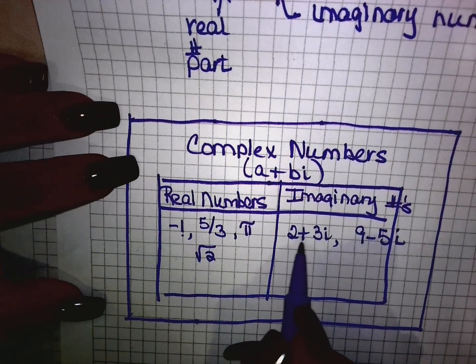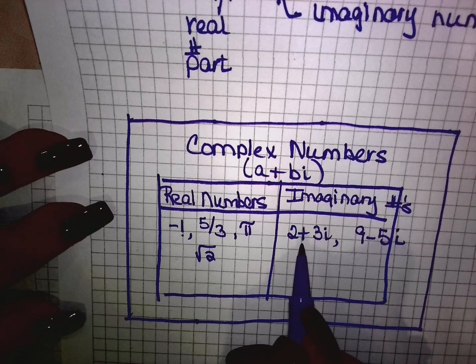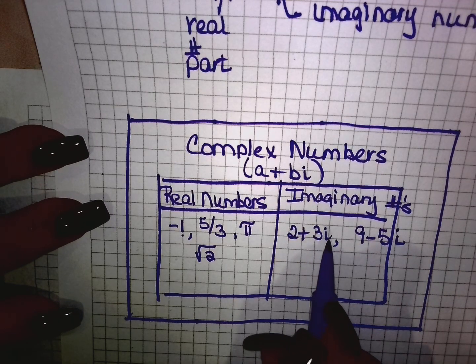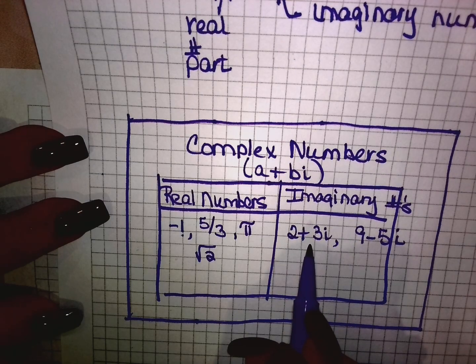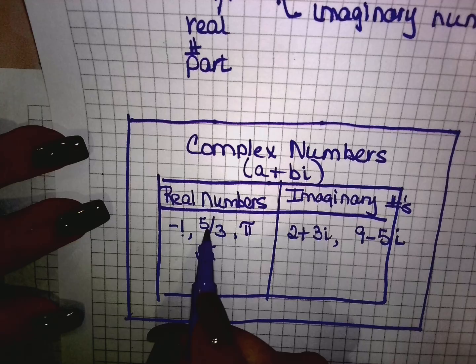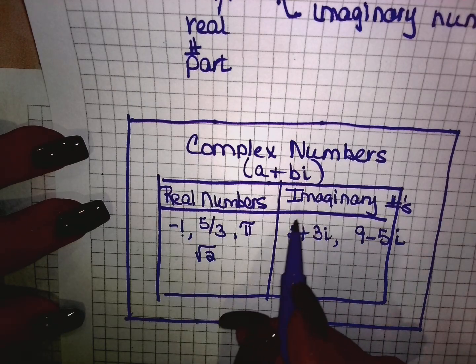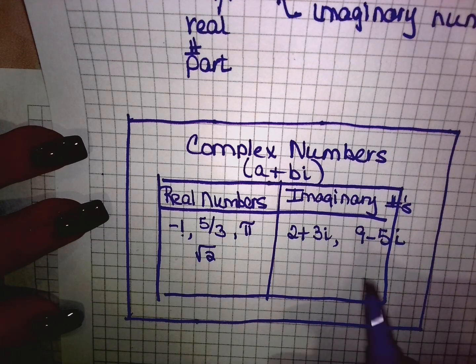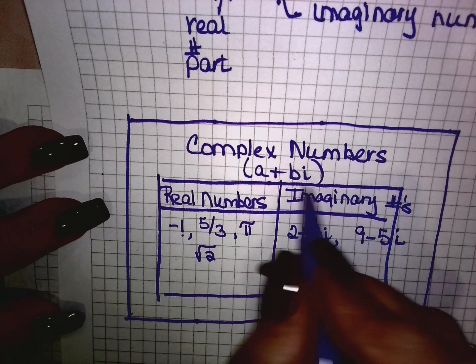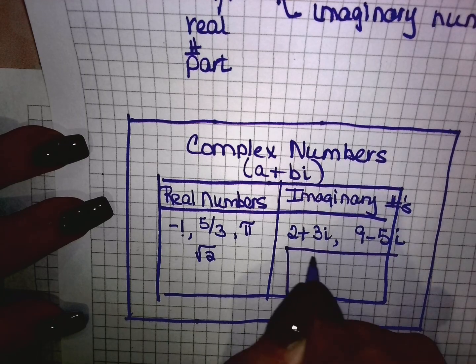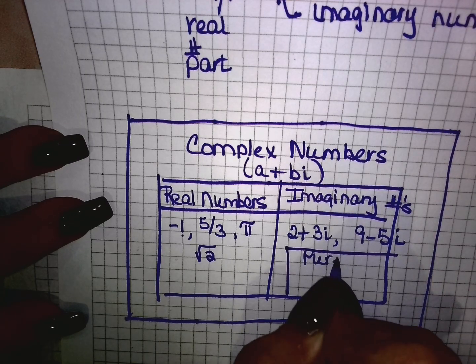Now please note, this is not an expression. This is actually a number. It's the number 2 plus 3i. It all goes together. It is one number, just like the fraction 5/3 is 5/3. It is just one value. It's not an algebraic expression. Okay? Now within these imaginary numbers we have what are called pure imaginary.